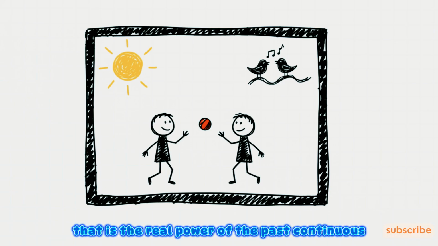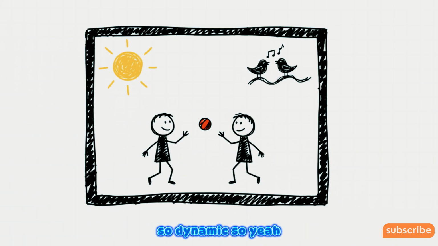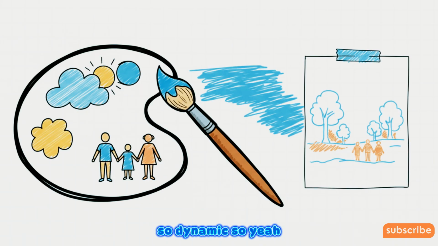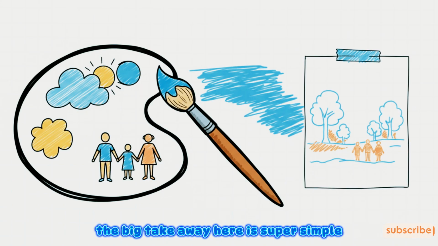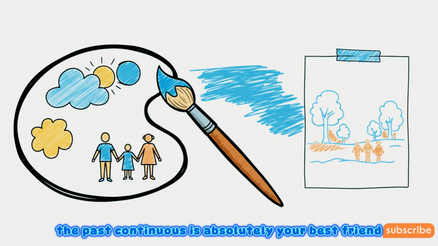That is the real power of the past continuous. It makes the scene feel so alive, so dynamic. So, yeah, the big takeaway here is super simple. If you need to set the scene, describe the background of a story, you know, what the weather was like, what people were up to, the past continuous is absolutely your best friend.